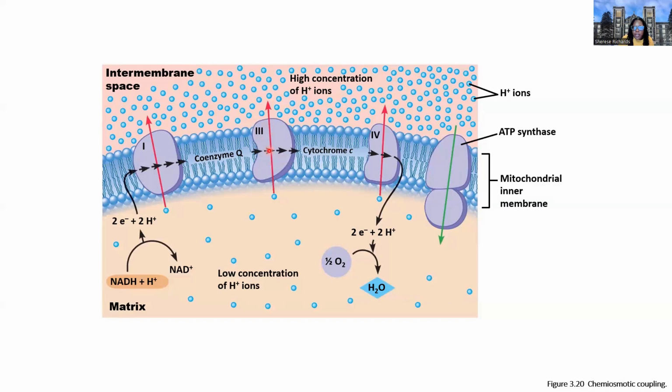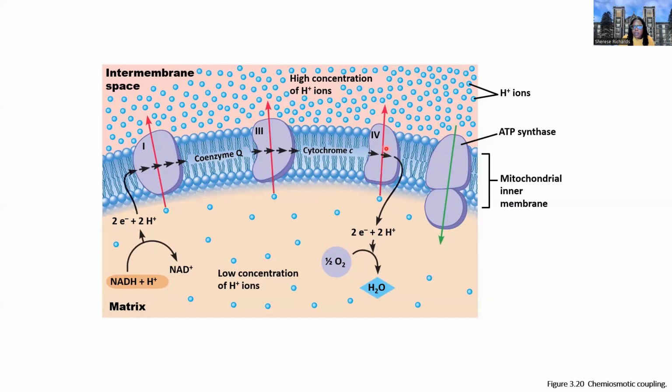Again, we pass from complex 3 to complex 4, and we generate some more hydrogen ion movement, which is strengthening our gradient here. Now we have a much higher concentration of ions in the intermembrane space and a lower concentration in the matrix. At the very end of our chain, oxygen is going to accept those electrons as the last stage here, and it is going to use those electrons and convert that into water as the byproduct.